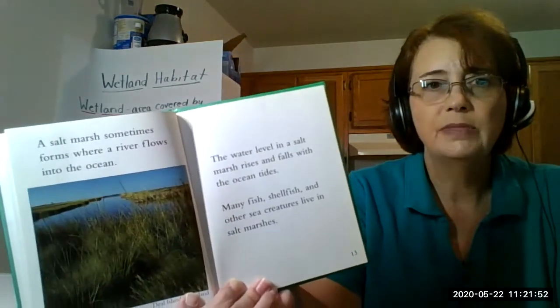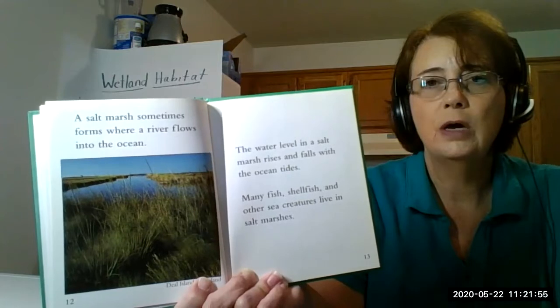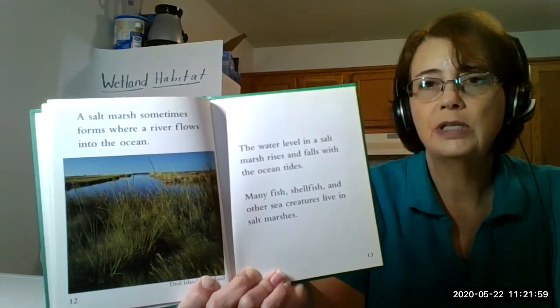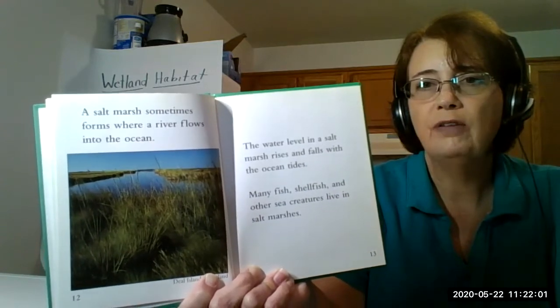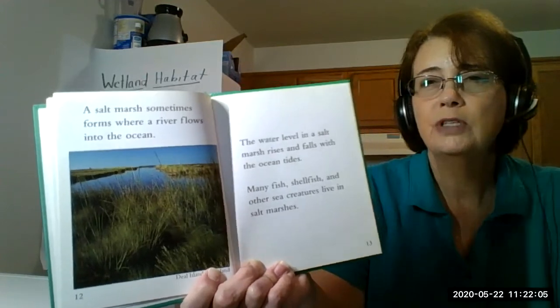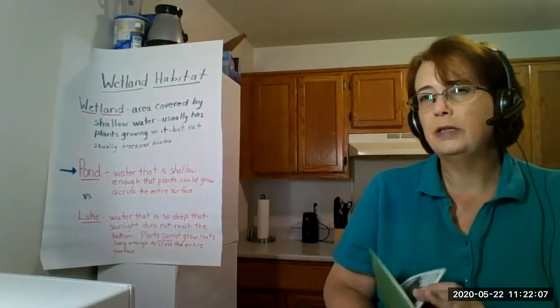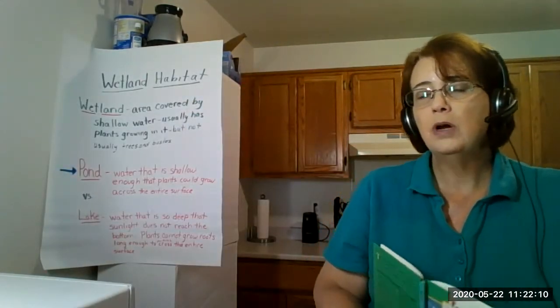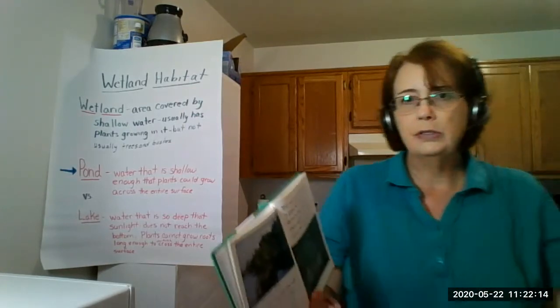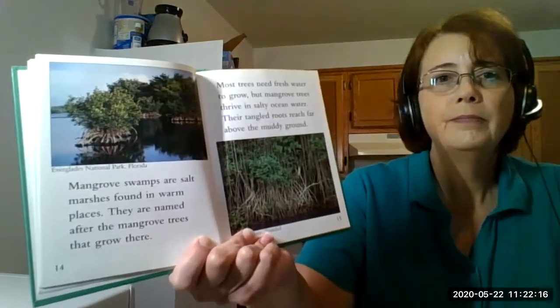A salt marsh sometimes forms where a river flows into the ocean. The water level in a salt marsh rises and falls with the ocean tides. Many fish, shellfish, and other sea creatures live in salt marshes. There have even been times when you might find a picture on the internet where some dolphins come up into the freshwater marshes, which really surprises me.